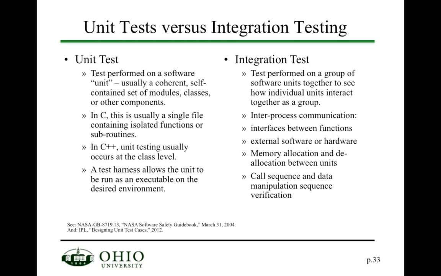What you can then do is take that unit, put it inside a test harness, and perform all the tests that are required. In integration testing, you perform the test on a group of software units together. In this case, you want to figure out how these individual units interact. So you're looking at inter-process communication, and the interface between the functions and external hardware and software. Think about memory allocation and deallocation between the units, and call sequences.